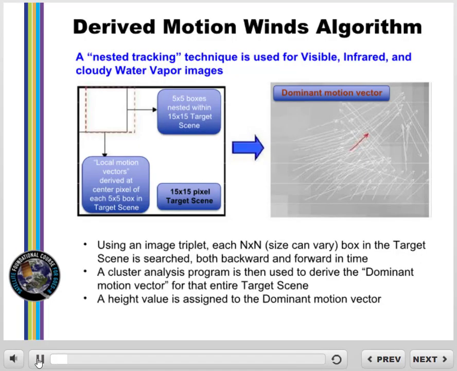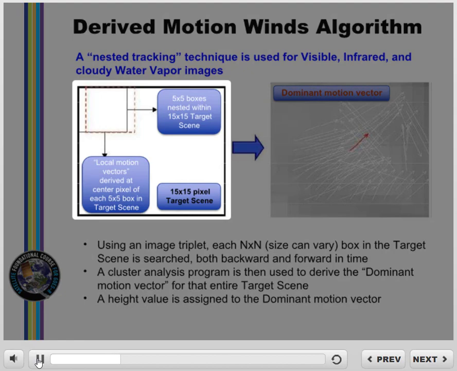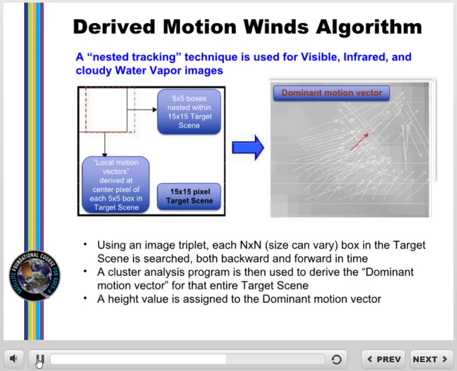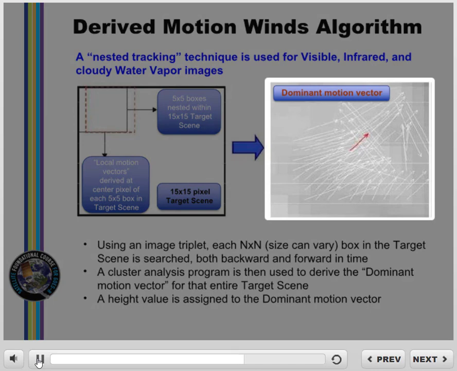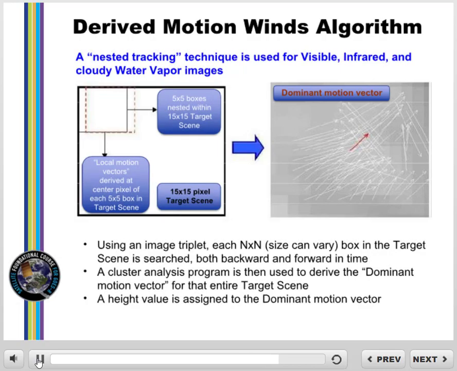A nested tracking technique is used to create visible, infrared, and cloudy water vapor derived motion winds. Small 5 by 5 pixel sub-target scenes are nested within a larger N by N target scene, shown here as 15 by 15. Local motion vectors are derived for the center pixel of each 5 by 5 box. Then this box is shifted by 1 pixel to create another vector, until all 5 by 5 scenes possible are created. A cluster analysis program then subsequently derives the one dominant motion vector for the entire N by N target scene. The final step is to assign a height value to this dominant motion vector. Complete details are in the ATBD linked to at the end of this module.